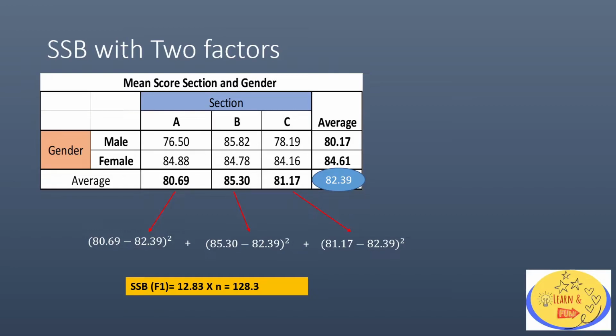that is multiplied by n, where n is the number of observations in that group, and here the number of observations is 10, so it is going to be 128.3.